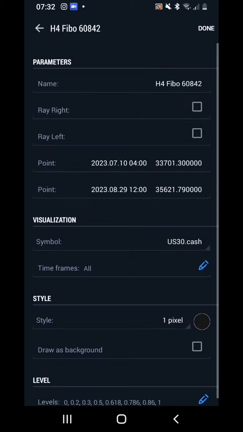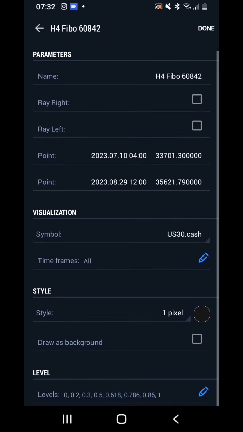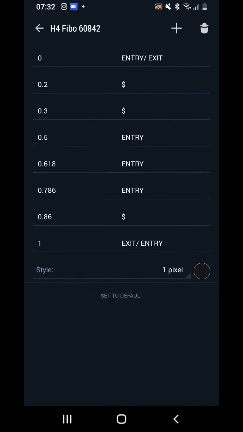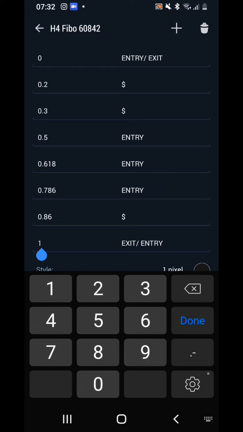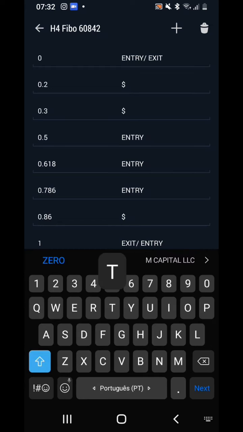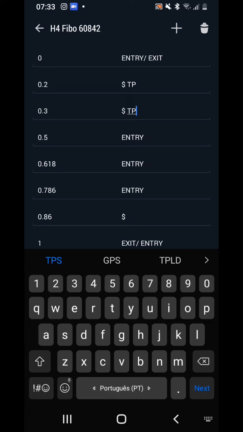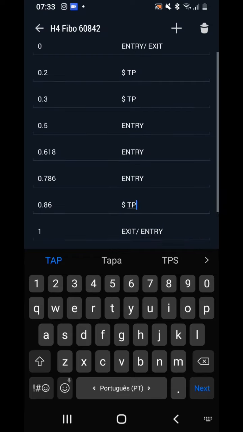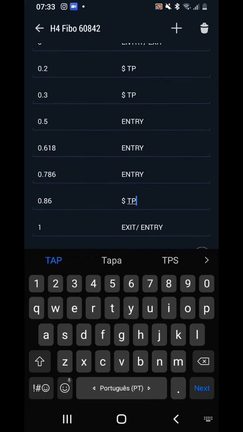Okay, so back to the settings of the Fibonacci. You can see I use the 0%, the 20%, the 30%, the 50%, the 61.8, the 78.6, and the 86. Once you're set and done, most of the time we do enter trades on reversals, which normally happen on the 50%. So that's why I have the entry option there, on the 61.8 as well, and on the 78.6. Whether it's a buy or sell, those are perfect entry zones.